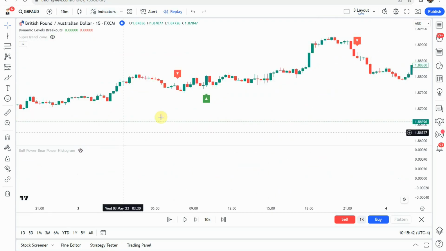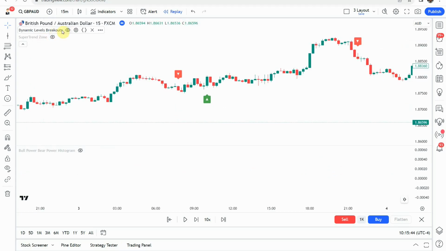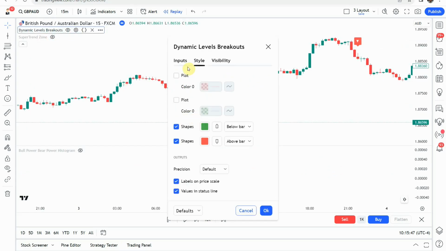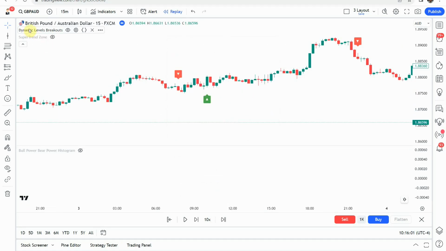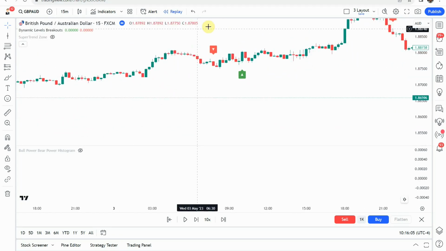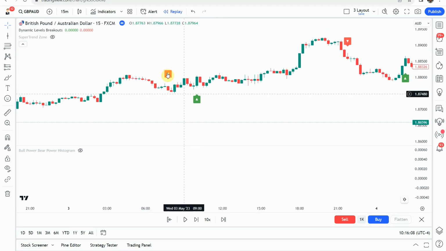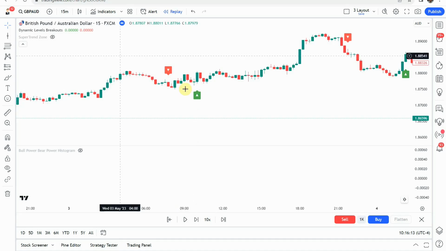Go ahead and just turn those off, so that way we can go by one here. The styles, you'll want to change the styles like we have here on screen. Turn off this plot, turn off that plot, and I believe these are already green and red. I can't remember off the top of my head. Turn the period to 14, and that'll give us the dynamic levels breakout setup. And you can see that the dynamic levels breakout basically gives us these buy and sell tags now, and that's going to be kind of what we're looking for in this strategy.